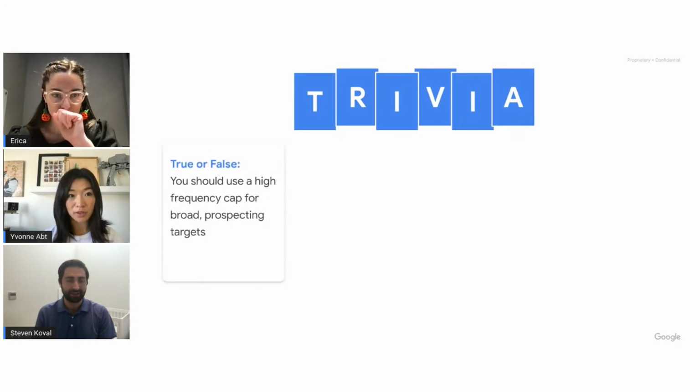The first question is true or false. You should use a high frequency cap for broad prospecting targets?